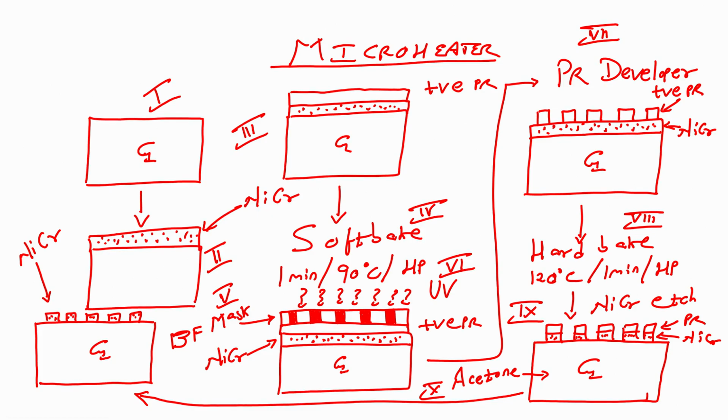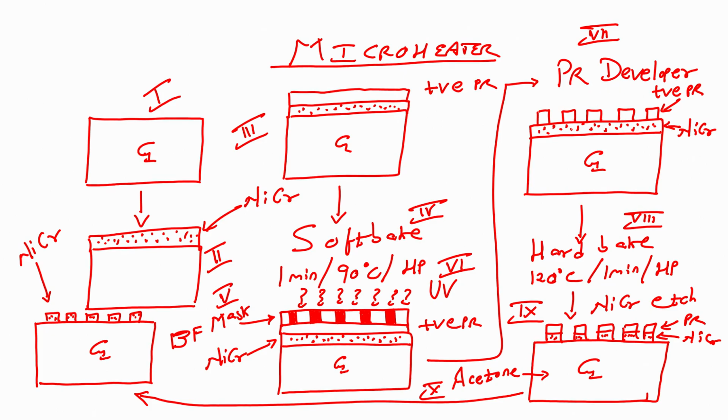So, once again glass, then nichrome, then positive photoresist spin coating, soft bake at 90 degree centigrade for 1 minute on hot plate. Next step is to load the mask. This is a bright field mask. After that you will expose this wafer with UV lithography with UV light. So, you have UV. Next step would be to develop the photoresist.